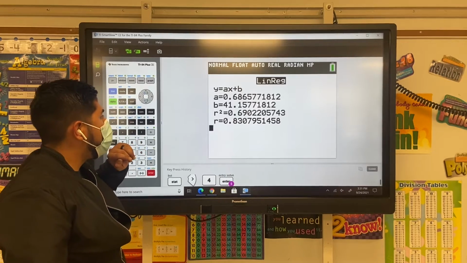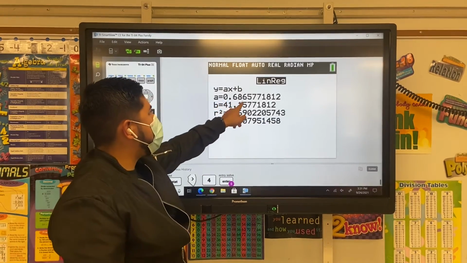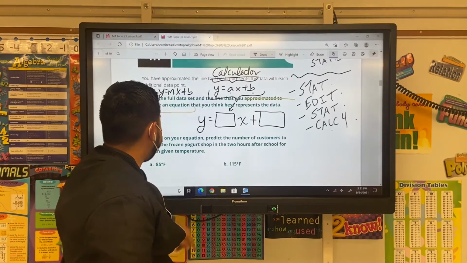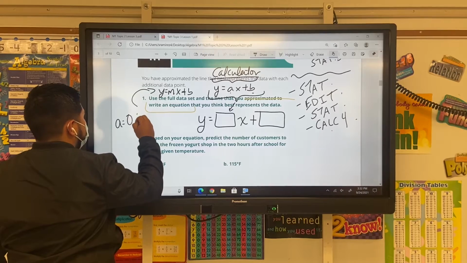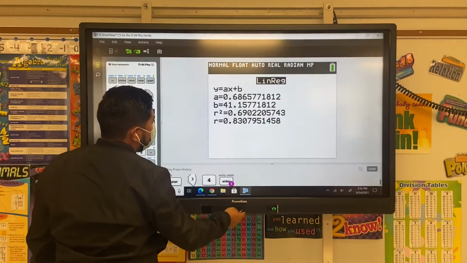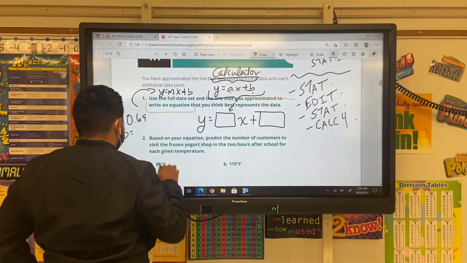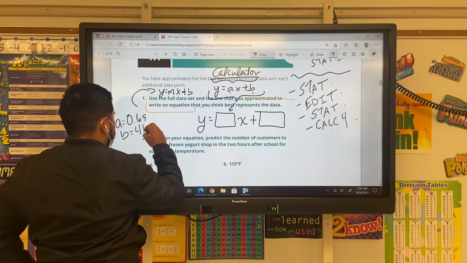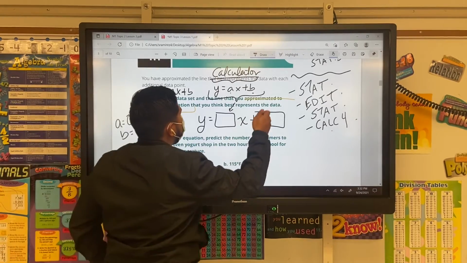There's my equation, A and B. We're going to write that down. 0.69 because I'm rounding. A equals 0.69. B equals 41.16 because I'm rounding. What do you think I'm going to do with these numbers? Put them in the box.